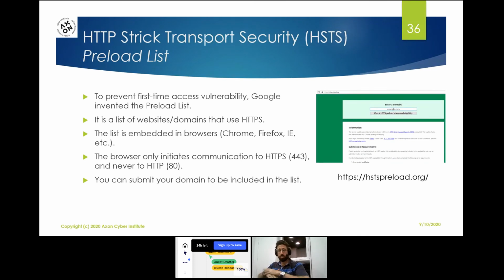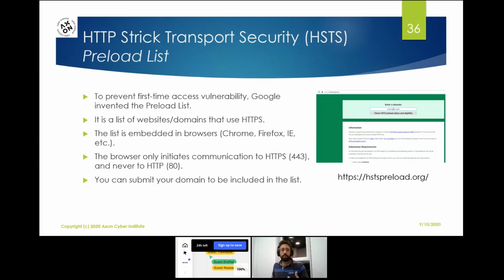And then over time, the list is enlarged, and more domains are added to the list. Now you have almost all well-known websites like Facebook, Instagram, WhatsApp, LinkedIn and so on added to the list, and there are hundreds of domains inside this list. And also this list is not only embedded in Google Chrome, it's embedded also in Firefox, embedded in Internet Explorer, okay? And any domain has the option to join this list.